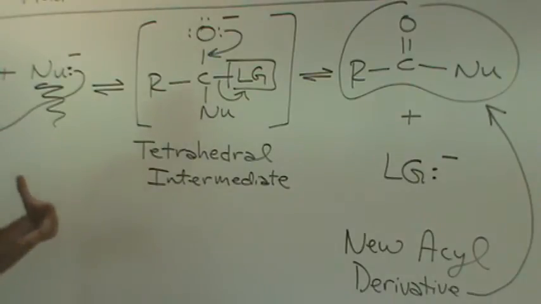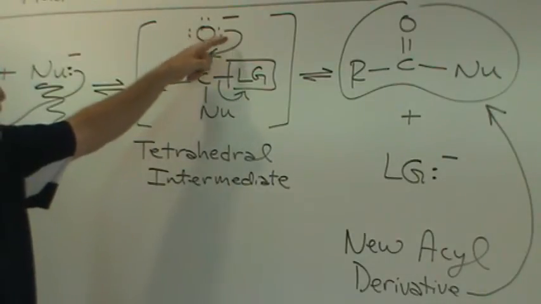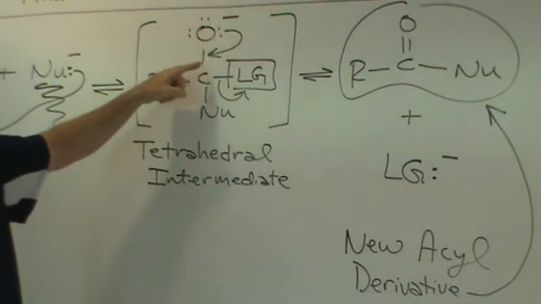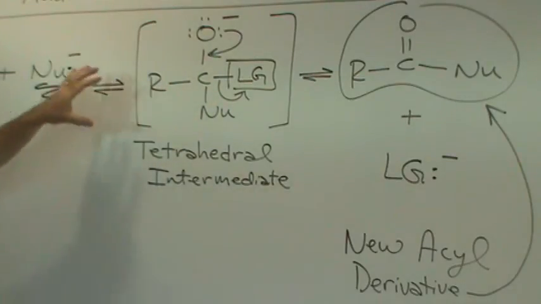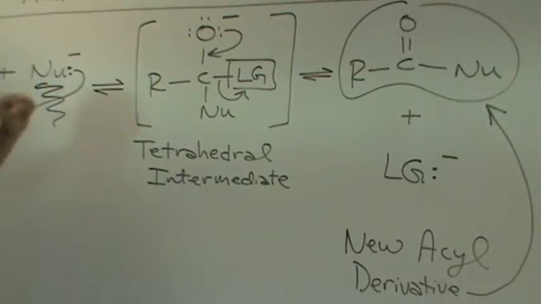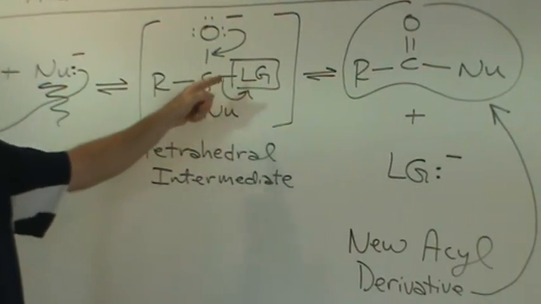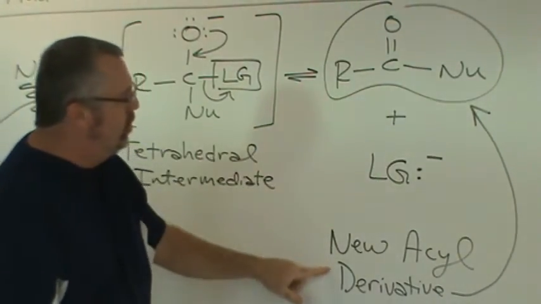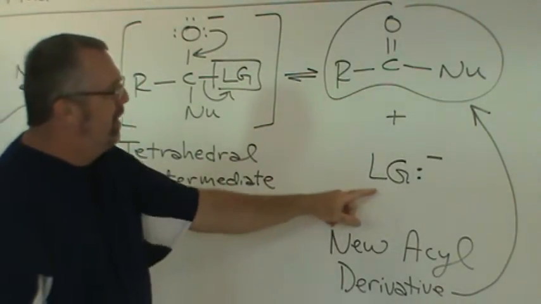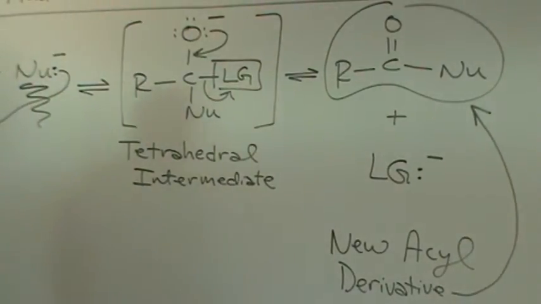So realistically, the only two things that can happen is that the lone pair comes back down, reforms the pi bond, and you either toss out the nucleophile, which you just added in, which takes you back here, or you toss out this LG, this leaving group, which takes you in a new direction out here to this new acyl derivative, plus, of course, the leaving group anion.